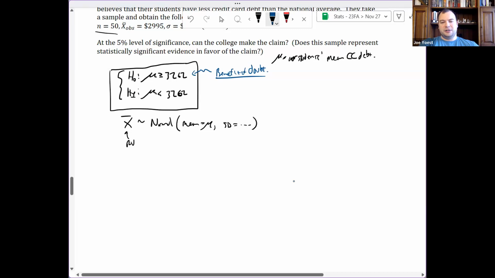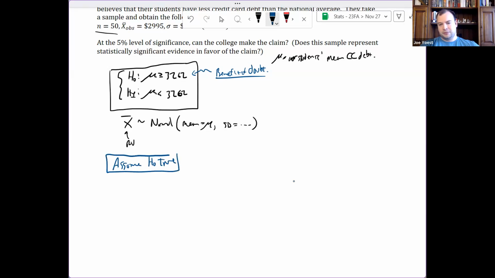All of our hypothesis testing calculations start with the same statement, and that statement is: assume H naught is true. When we're actually going to dig into calculations, we always start with this statement. I always write it down, and I suggest you write it down too, just so that it's clear what assumption you're making for the following calculations. We assume the null is true.